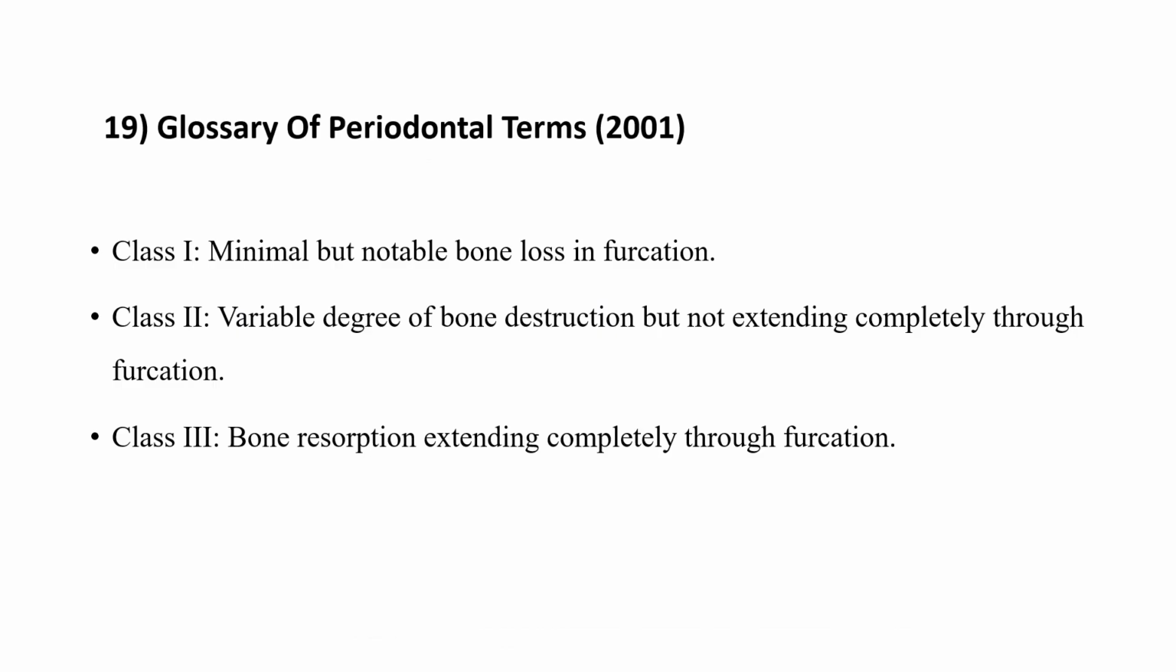Next is according to the glossary of periodontal terms, which was given in 2001, according to which class 1 there is minimal but notable bone loss in furcation area. Class 2, there is variable degree of bone destruction but not extending completely through furcation. Class 3, bone resorption extending completely through furcation.